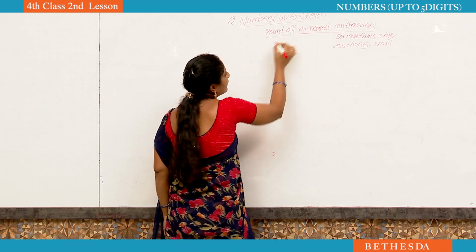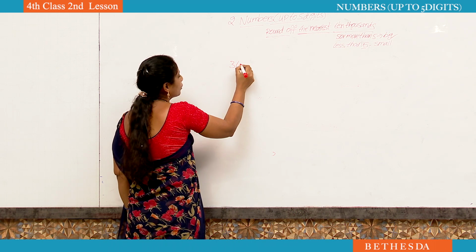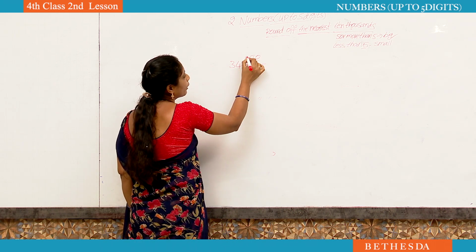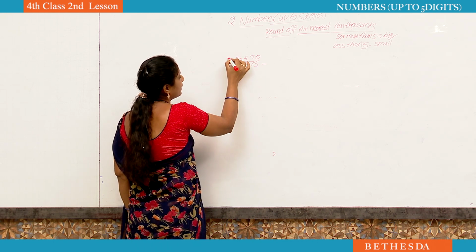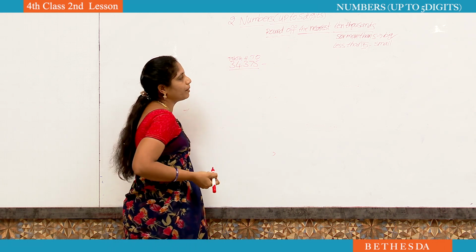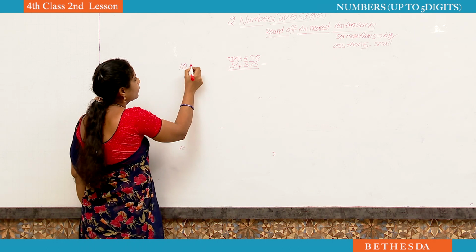Round off to the nearest 10,000s. Now, 34,375. For this number we have to find out the nearest 10,000. Now we have to take the total number. Why? Because we have to write the 10,000s numbers.